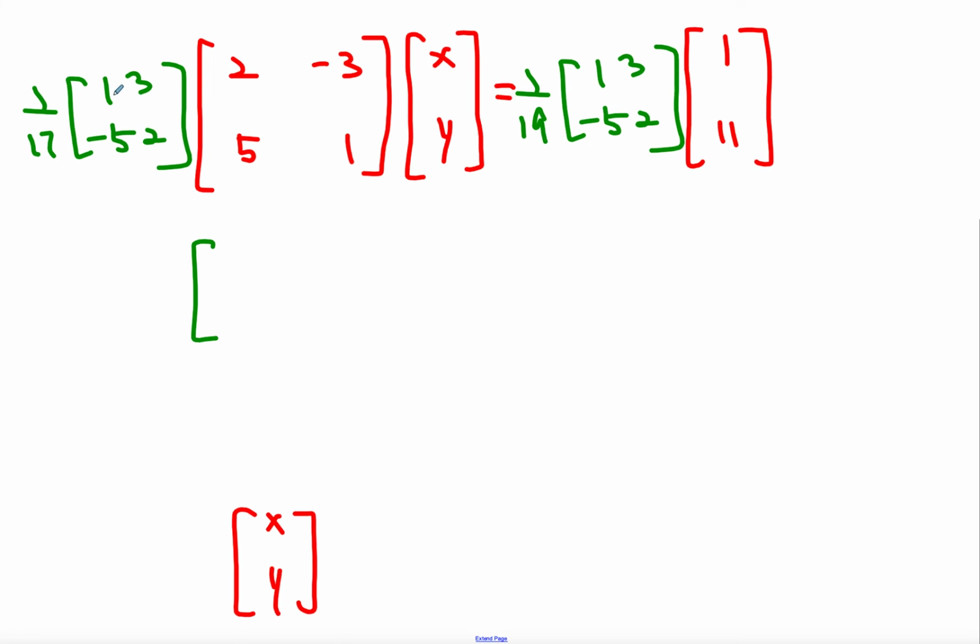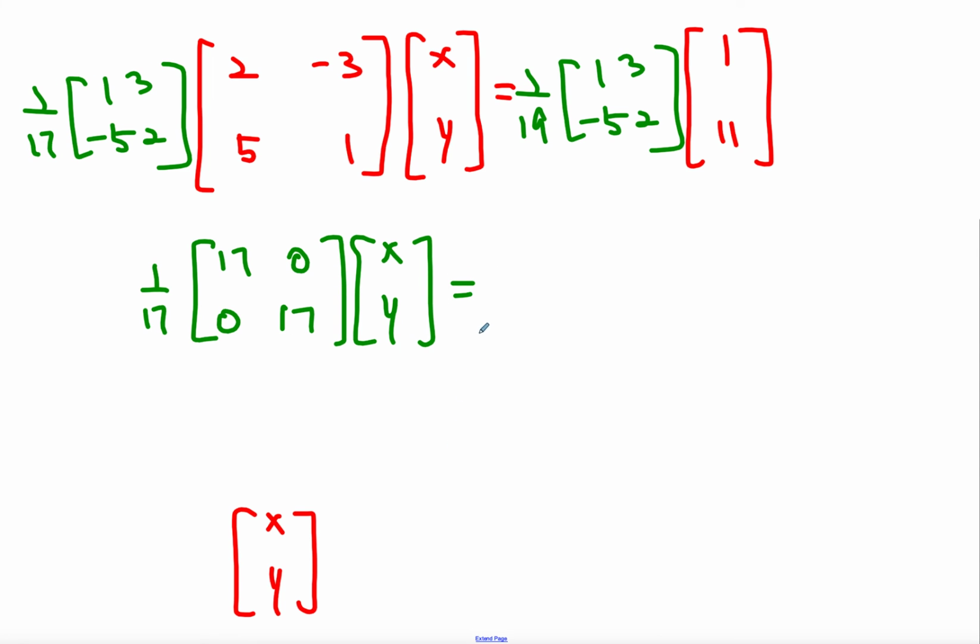Now let's multiply them. 1 times 2 equals 2, and then 3 times 5 is 15, so we end up getting 17. But don't forget we have 1 over 17 here. Second one is 1 multiplied by -3, which is -3. 3 times 1 is 3. When you add them up, we get 0. Now here, -5 times 2 is -10, and 2 times 5 is 10. Once again, we get 0. Lastly, -5 times -3 becomes 15, and 2 times 1 is 2, so we get 17. And then we get x and then y.